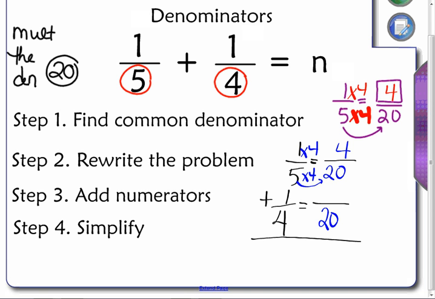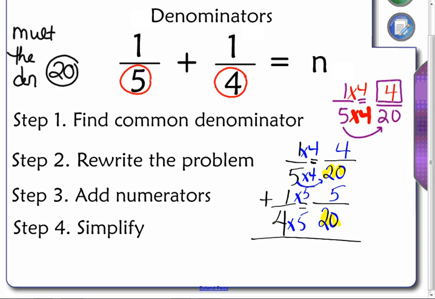What about 1/4? How many 20ths is that? What do I multiply by? 5 times 5. So this is 5. Now, because they both are 20ths, that's a 20, and that's a 20.